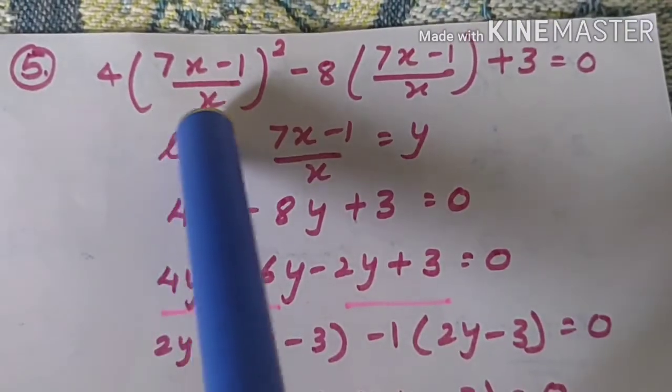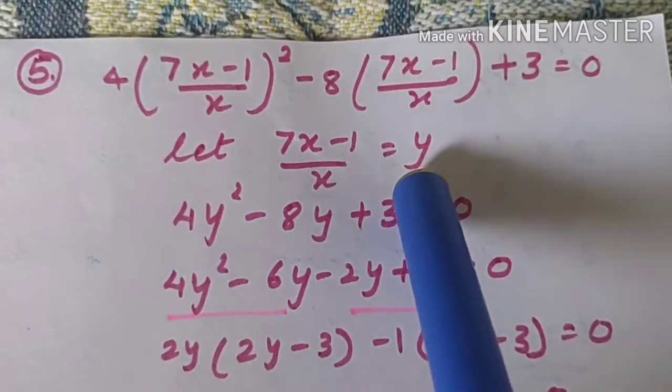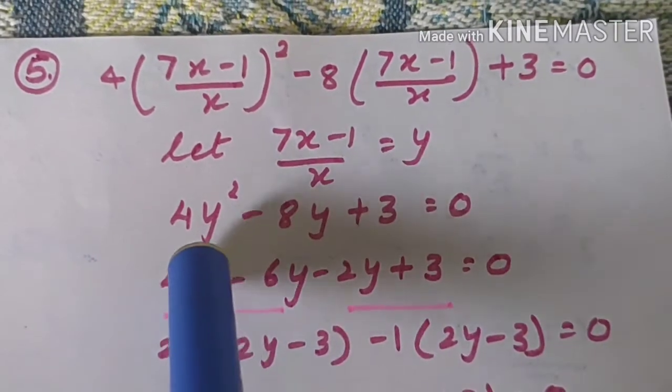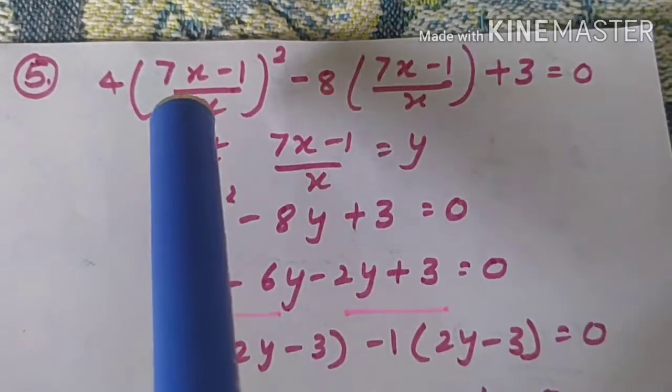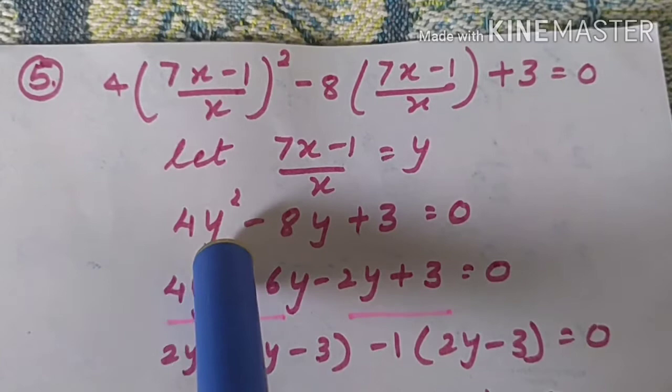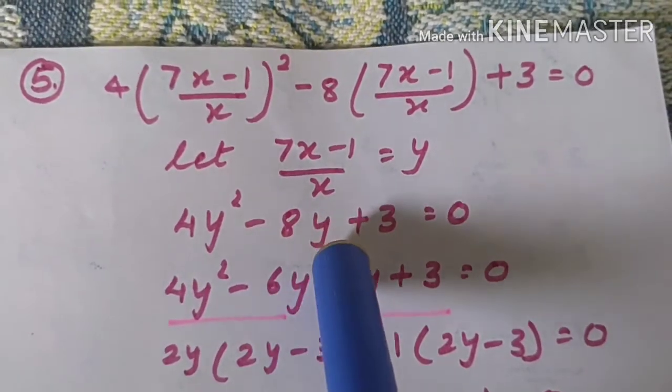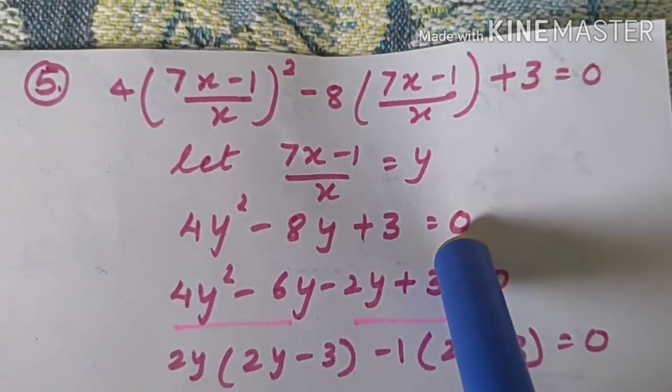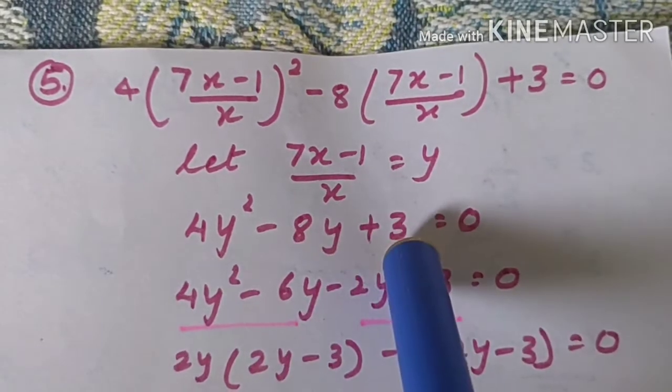Now let this bracket be y. So, replacing the bracket with y, 4y square minus 8y plus 3 is equal to 0. This is our standard form.